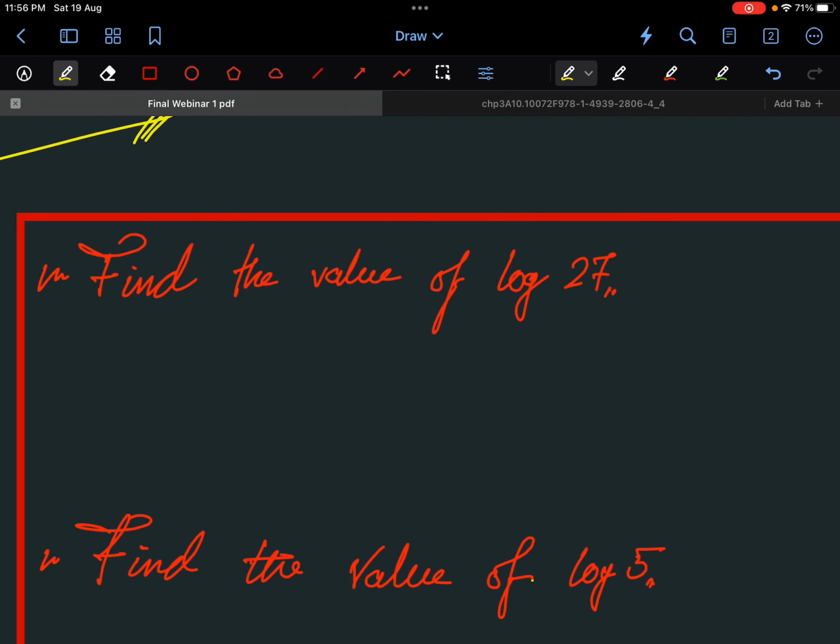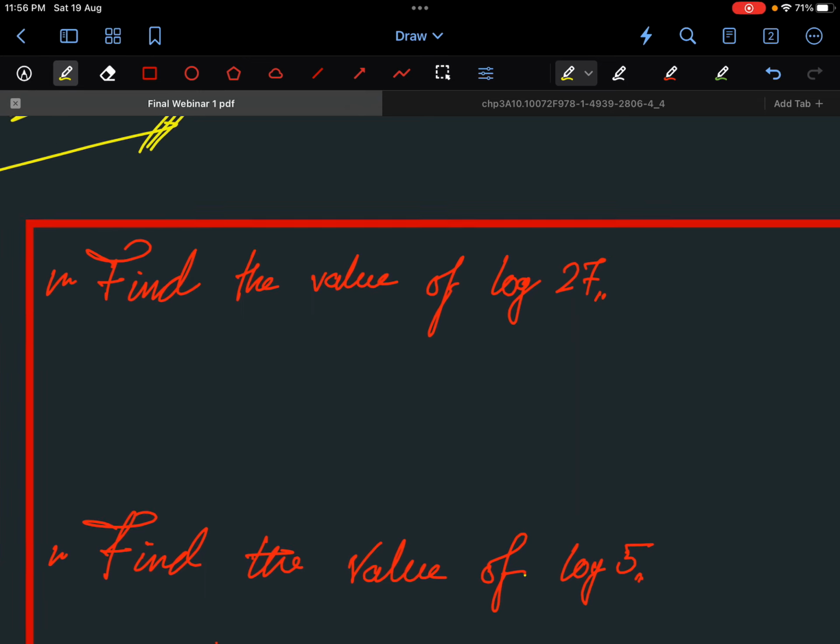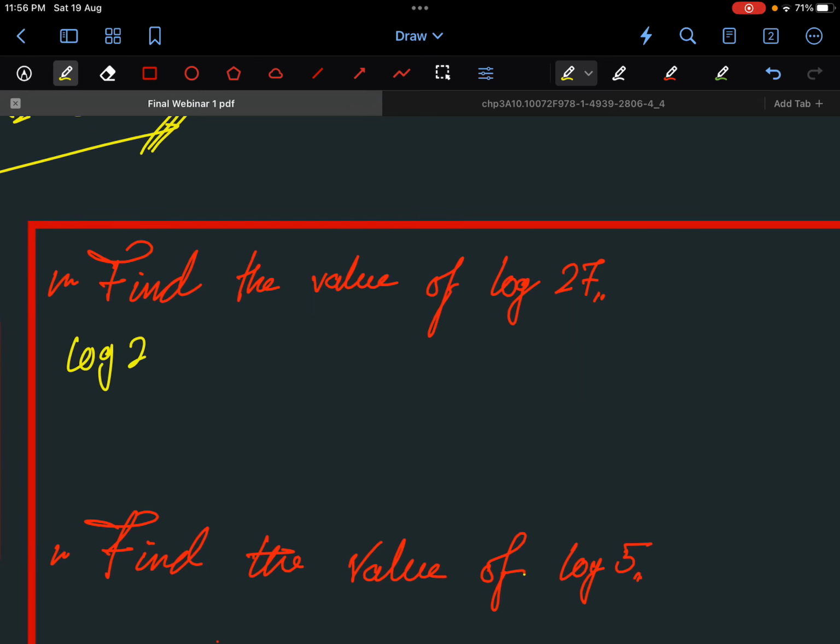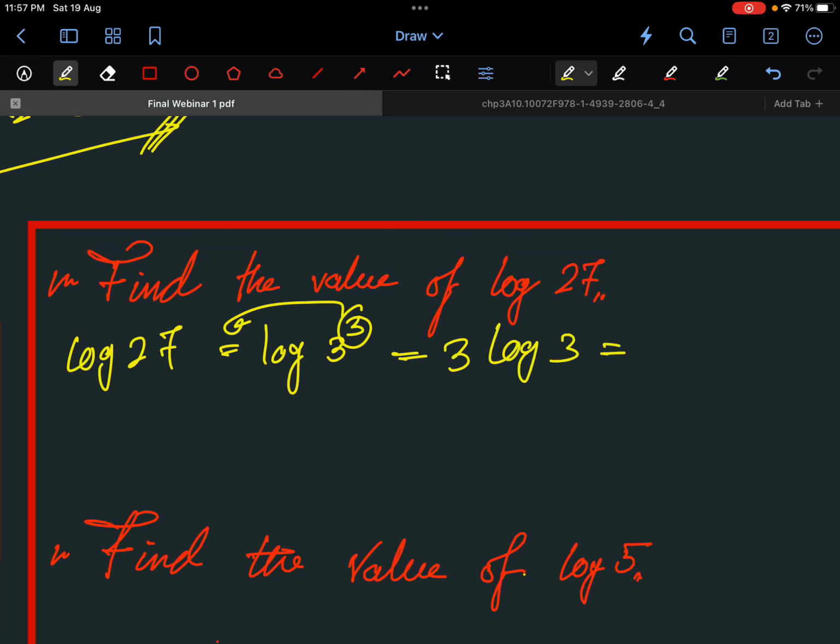Okay, so let's do this exercise. Find the value of log 27. Again, if you don't know the properties, it will be really hard, but now we know that we can write 27 as 3 cube. So the exponent will come in front, that is 3 log 3. What is the value of log 3? 0.48, right? You can consider 0.48 as 0.5. So 0.5 into 3 is 1.5, and it will be slightly less than 1.5, so let me write 1.4. So log 27 is approximately 1.4.